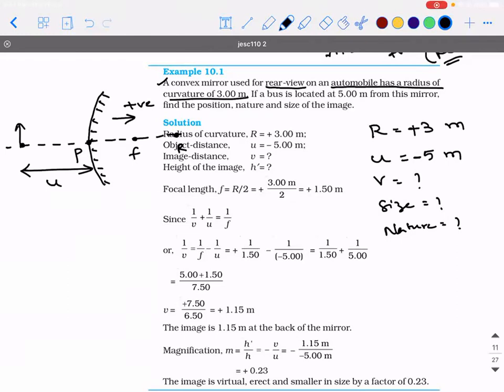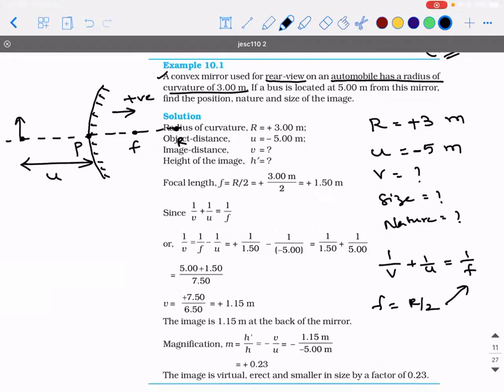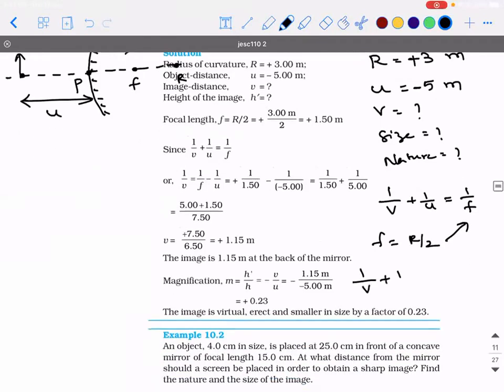Then what about V? For whatever is an unknown, you're not supposed to apply sign convention. Now comes an important point. 1 by V plus 1 by U is equal to 1 by F. Right? That is what the mirror formula is. But we know that F is equal to R by 2. If I substitute it here, then I'll get 1 by V plus 1 by U is equal to 2 by R.